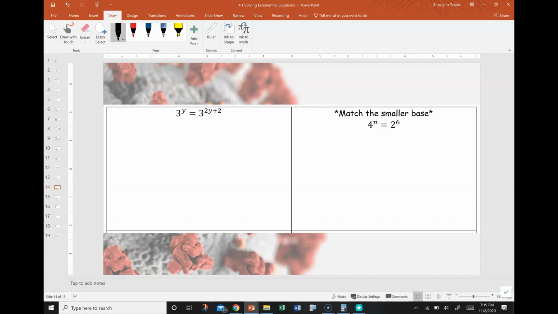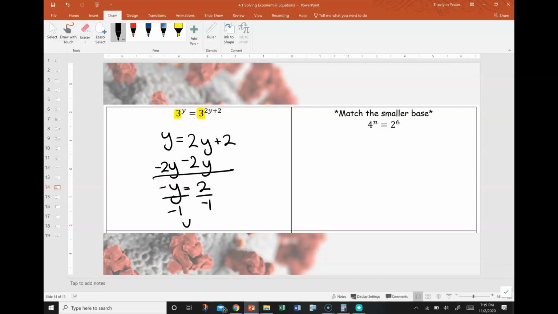Okay, so first things first. Do the bases match? We've got 3, and we've got 3. Yes, they do. So now we can set their exponents equal to each other. We have y equals 2y plus 2. I'm going to move all my y's to the left side, so I'm going to subtract 2y from both sides. And I get negative y equals a positive 2. So then I divide both sides by a negative 1, and I find that y equals negative 2.